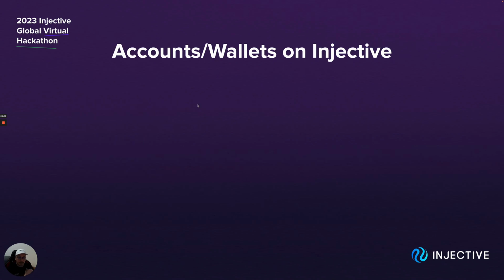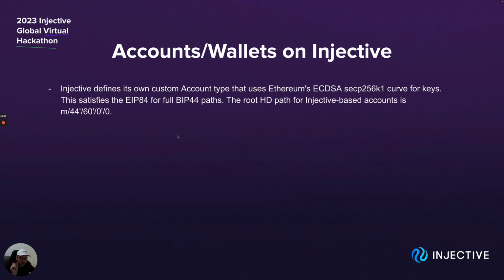Before we start explaining the different types of transaction flow, it's important to understand the accounts and wallets on Injective, because they're a little bit different from the rest of the Cosmos ecosystem. Injective defines its own custom account type that uses the Ethereum curve for keys. Basically, this means that Injective accounts are compatible with Ethereum, and this is the reason why we can use Ethereum native wallets to sign transactions on Injective.